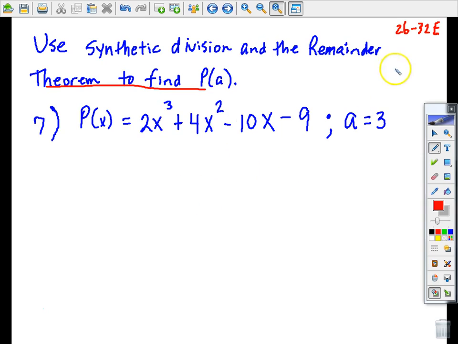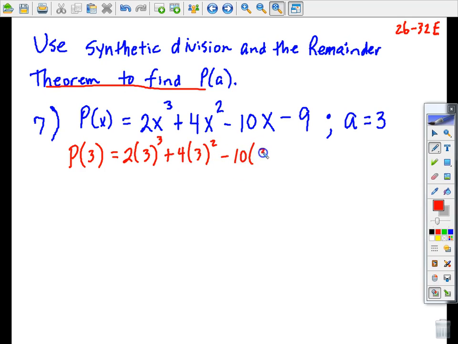Okay, finally, the last set of problems are going to involve what we refer to as the remainder theorem. So in a nutshell, without going into a fancy definition of the remainder theorem, I just want to show you what this means. Use synthetic division and the remainder theorem to find P of A. Well, hopefully you remember from what we've done earlier, P of A just means, in this case, if A is 3, it's like finding P of 3. So in other words, let's replace all of the x's with 3, and see what we get.